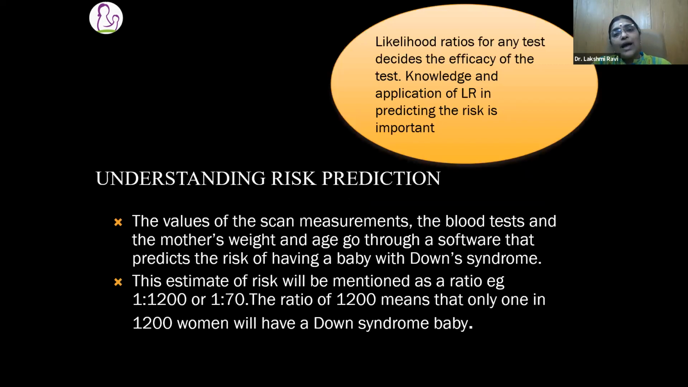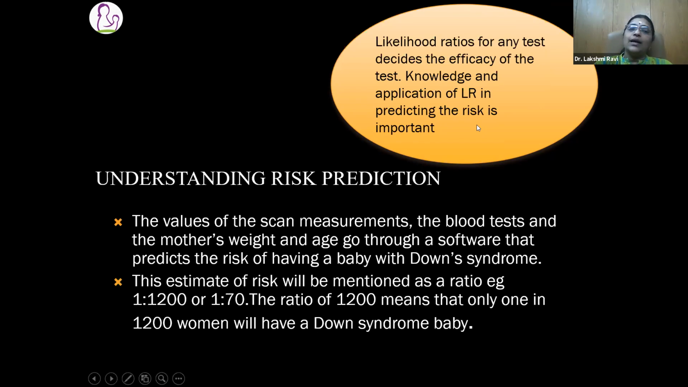Now, once you think about aneuploidy, you must understand what a likelihood ratio is, because we all know that the values of the scan measurements, the blood test, and the mother's weight and age go through a software that predicts the risk of having a baby with Down syndrome. The estimate of risk will be mentioned as a ratio, that is 1 in 1200 or 1 in 70. The ratio of 1 in 1200 means that only 1 in 1200 women will have a Down syndrome baby.